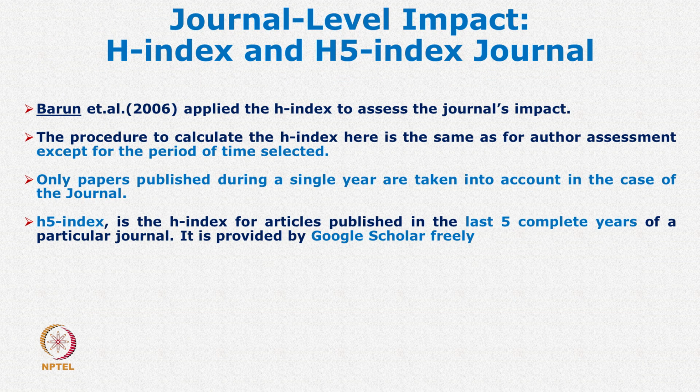The H index is not only applicable to authors but to journals as well. Braun et al. gave the concept of this H index for journals in the year 2006. It helps in calculating the impact of journals apart from the impact factor given by the JCR. The procedure to calculate the H index here is the same as for author assessment, except for the period of time selected.